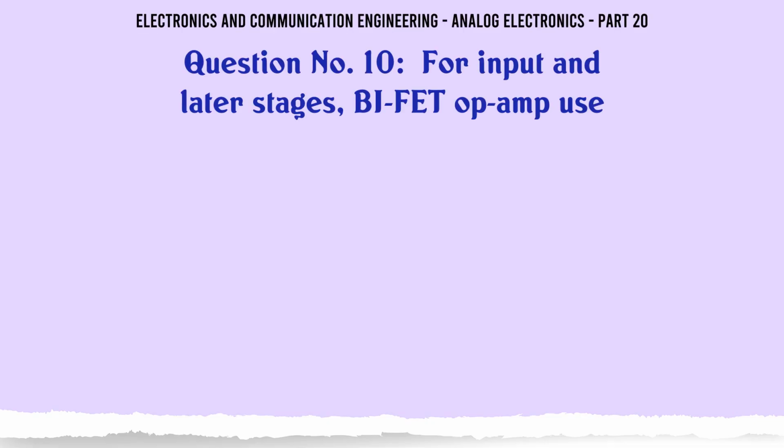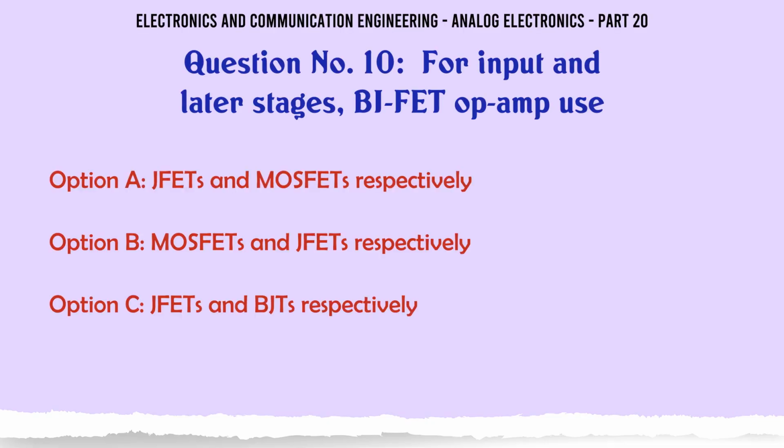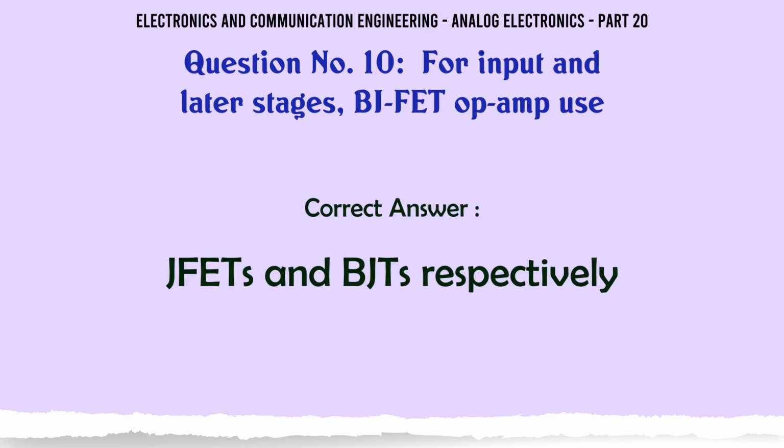For input and later stages BI-FET op-amp use A. JFETs and MOSFETs respectively. B. MOSFETs and JFETs respectively. C. JFETs and BJTs respectively. D. BJTs and JFETs respectively. The correct answer is JFETs and BJTs respectively.